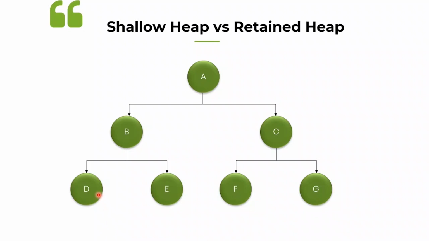What is shallow heap? What is the shallow size of an object? The shallow size is basically the amount of memory occupied by that particular object. Let me repeat, it is the amount of memory occupied by that particular object. So let's say if D occupies 10 bytes of memory, that means the shallow heap size of D is 10 bytes.